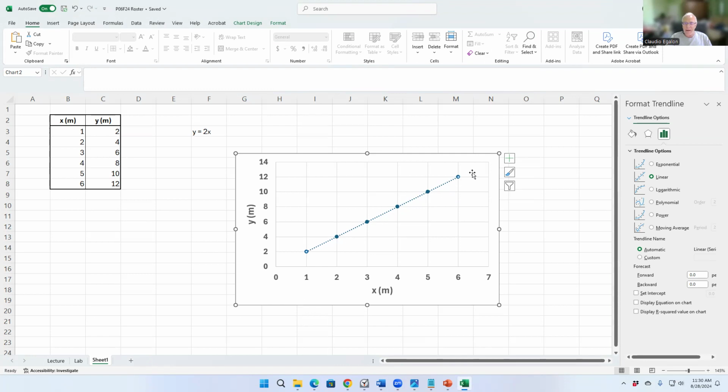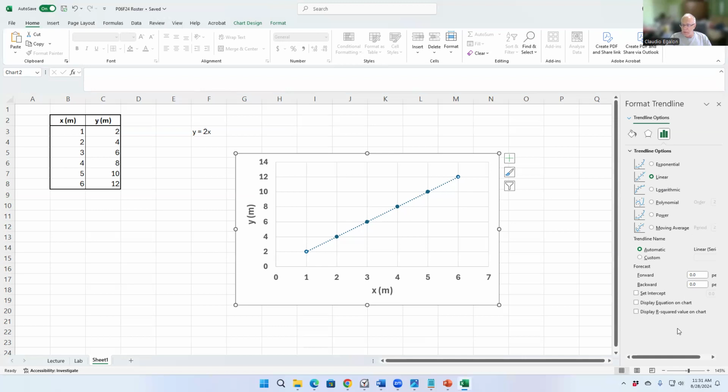You see this line here? This line coincides with all the data points because I chose the ideal type of data points here for my graph. But we can do more than that. See here on the right side? We have all the possible options that Excel can fit to your data points: exponential, linear, logarithmic, polynomial, power, moving average. Most of the time, we're going to use this one here, linear.